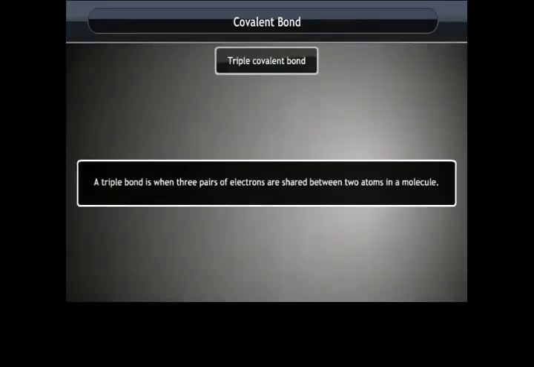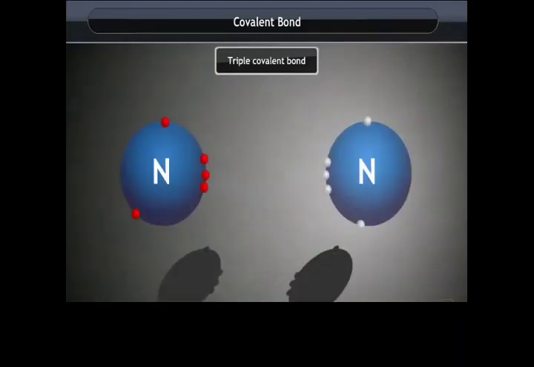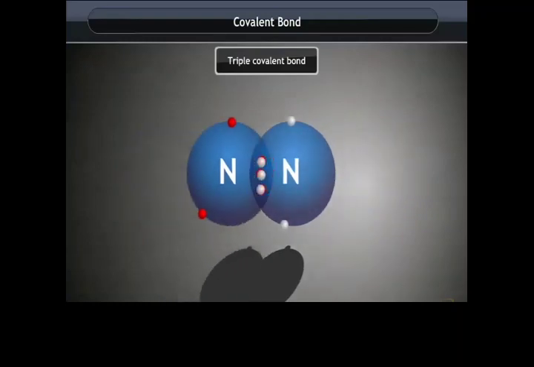A triple bond is when 3 pairs of electrons are shared between the two atoms in a molecule. Let us take up the formation of nitrogen molecules. In N2, each nitrogen atom has 5 valence electrons. In order to attain an octet, each nitrogen atom in a molecule of nitrogen contributes 3 electrons, giving rise to 3 shared pairs of electrons. This is said to constitute a triple bond between the two atoms.